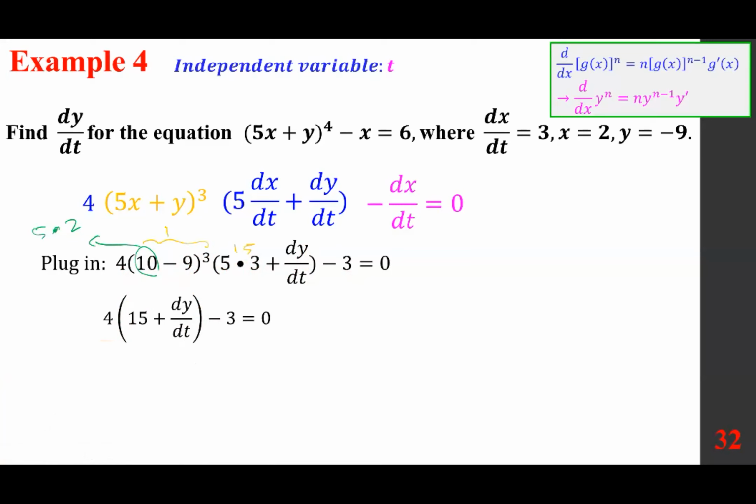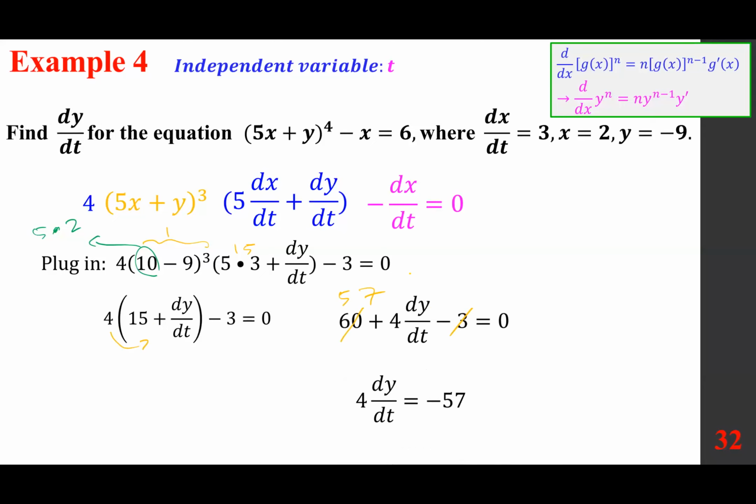And so we move the negative 3, and to do that, first we're going to distribute 4 times 15 is 60 plus 4 dy dt minus 3. And as you notice, on the left side, we have 57. So we can move it to the right, becomes negative 57. And now we can divide by 4, and dy dt becomes minus 57 over 4 as the final answer. So very straightforward, everybody.